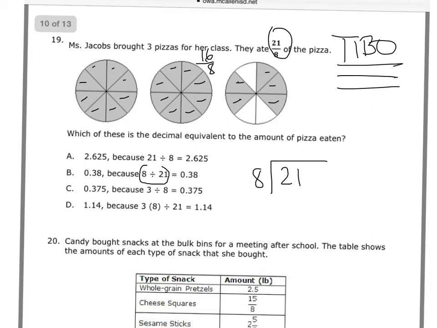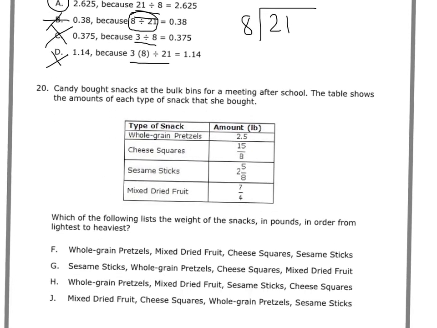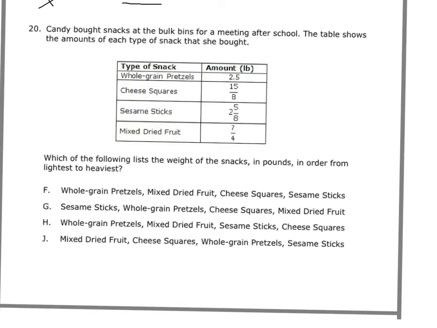All right, now looking at these, which one shows 21 divided by 8? This one is 8 divided by 21. We could eliminate that. 3 divided by 8? No, that's not what we're doing. And then 3 times 8 divided by 21? No. This one right here shows 21 divided by 8. And I'm not even going to solve it because that's the only one that has the proper division problem.